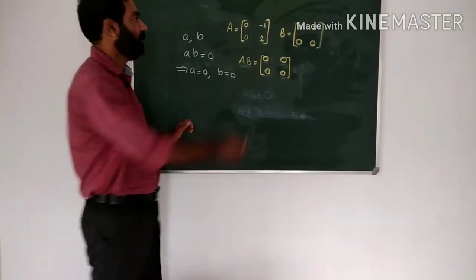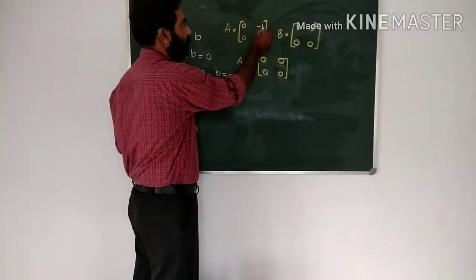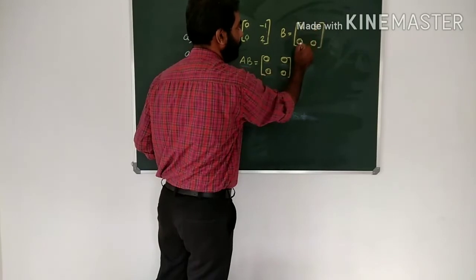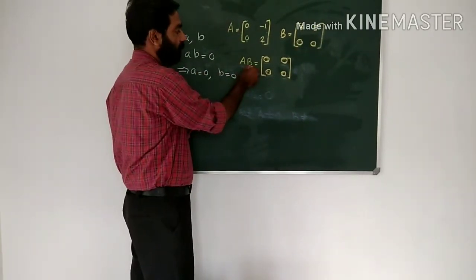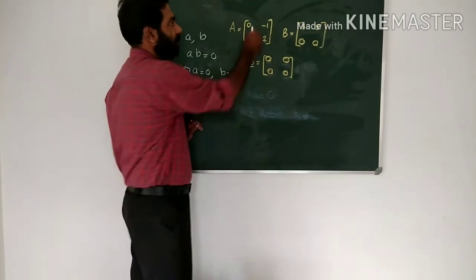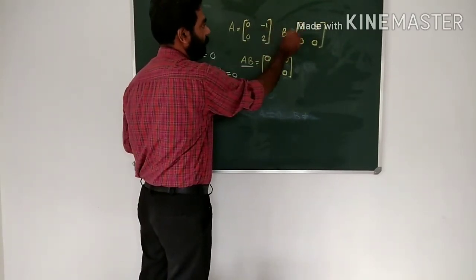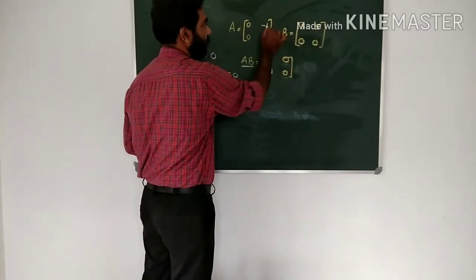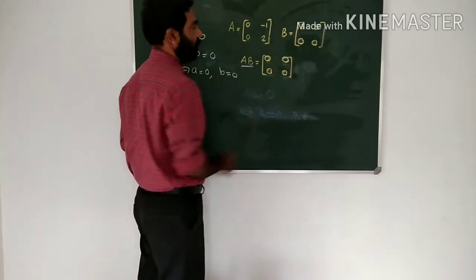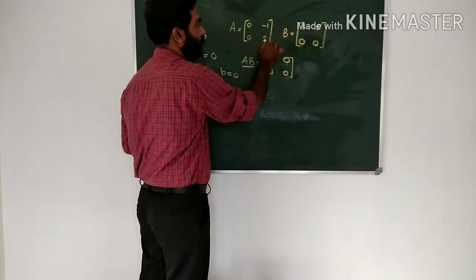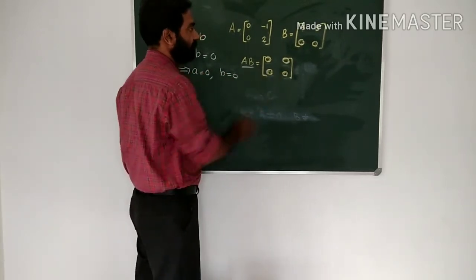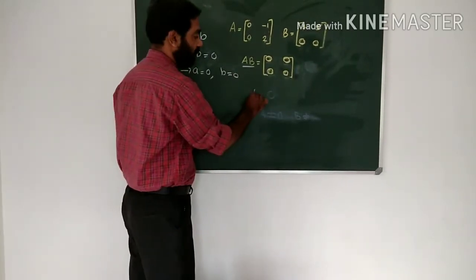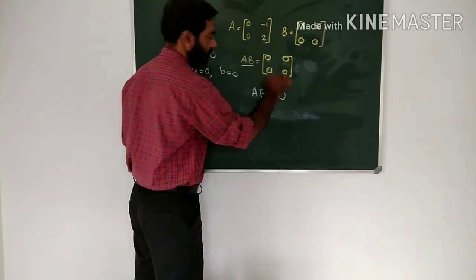See, in the case of matrices, here A is the matrix [0, -1; 2, 0, 2] and B is the matrix [3, 5; 0, 0]. Now we have to find AB. Multiply A and B. 0 into 3 is 0, minus 1 into 0 is 0, so the first element is 0. 0 into 5 is 0, minus 1 into 0 is 0, so this element is also 0. 0 into 3 is 0, 2 into 0 is 0, so this element is also 0. 0 into 5 is 0, 2 into 0 is 0, so this element is also 0. So we got AB as a 0 matrix.